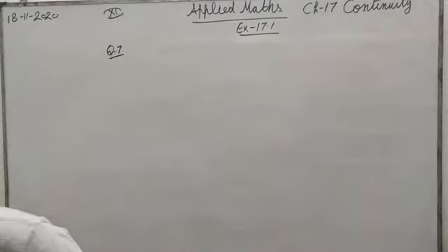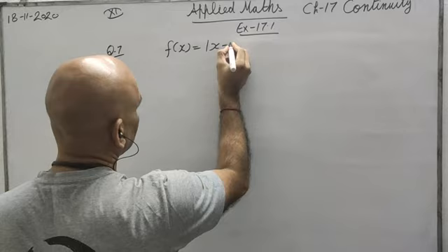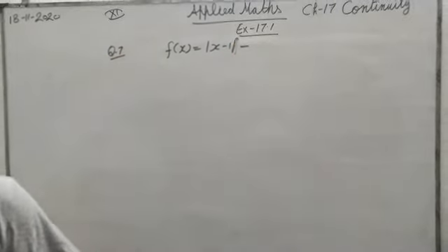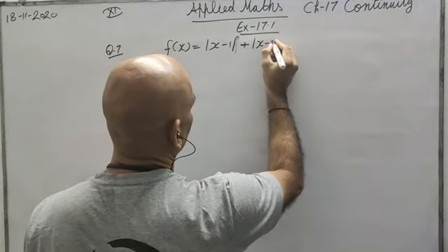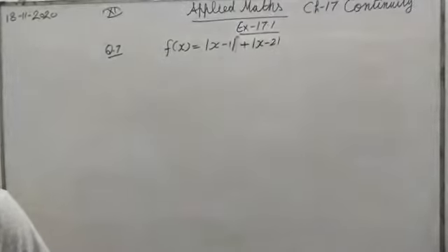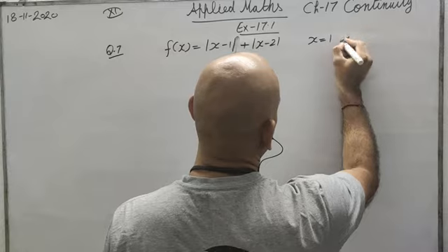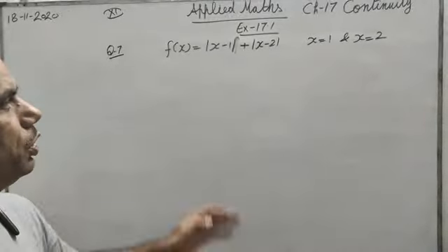What is question number 7 saying? Discuss the continuity of the function f(x) given as modulus of x minus 1 plus modulus of x minus 2, at x equals 1 and x equals 2. We will have to check the continuity of this function.